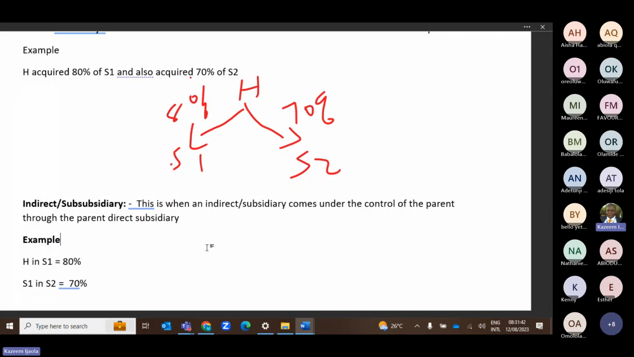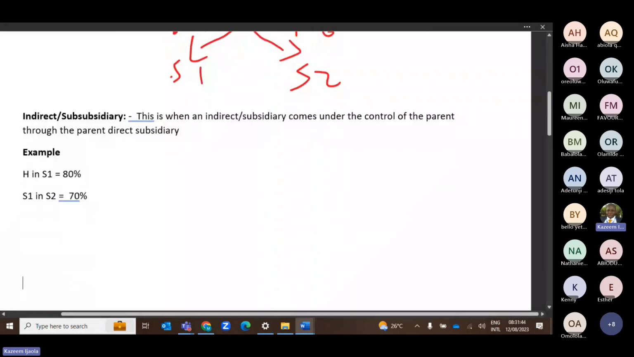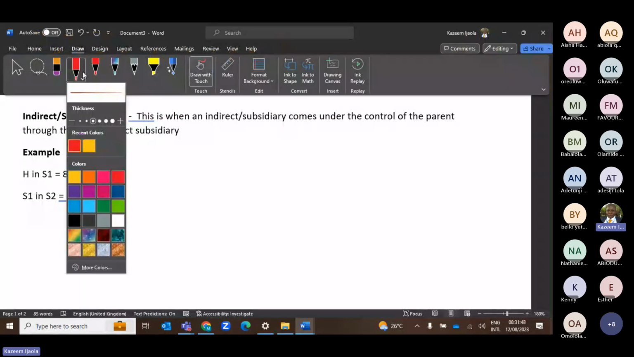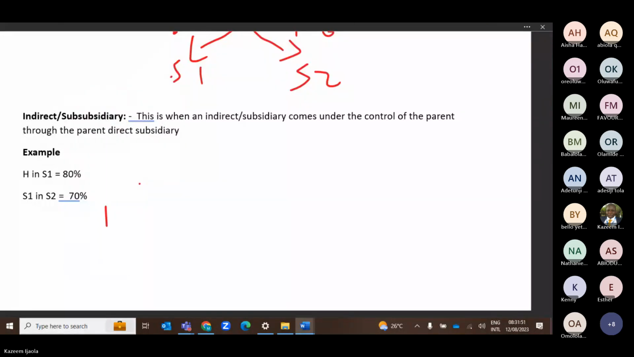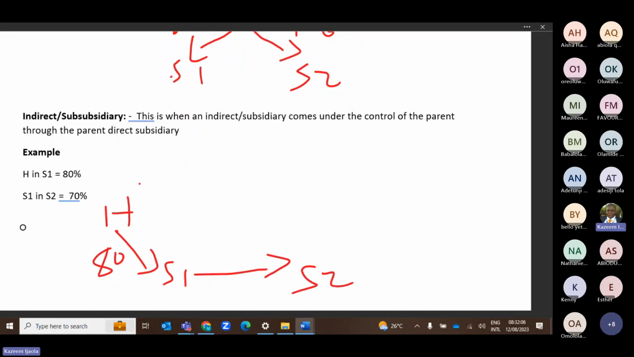Okay, so let's assume that we have these scenarios now. If we are to interpret this, how are we going to interpret it? The interpretation will look like this. You have H. H in X1 is how much? 80. Then you now have X1 in X2, which is what? 70. So this is an example of indirect subsidiaries.